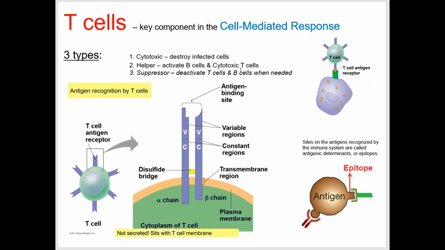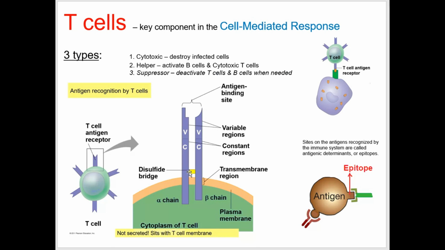T cells are going to have a receptor that's embedded within their membrane. Take a look at this T cell here. That is the plasma membrane of the T cell, and there are two chains of proteins: this is the alpha chain and this is the beta chain. They are embedded within the membrane and held together by a disulfide bridge. If you remember, there has to be a cysteine on each side for a disulfide bridge to form. So this is that tertiary structure of a protein.